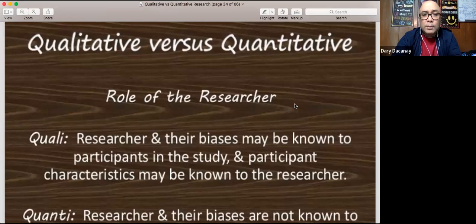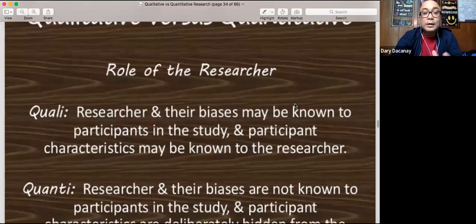Now, let's talk about the role of the researcher. So in qualitative research, the researcher and their biases may be known to participants in the study, and participant characteristics may be known to the researcher. It's very obvious though, because sometimes in qualitative, you really have to set aside certain biases that you're not connected to the study that you're conducting. Kasi very obvious yun later on at makikita yun.